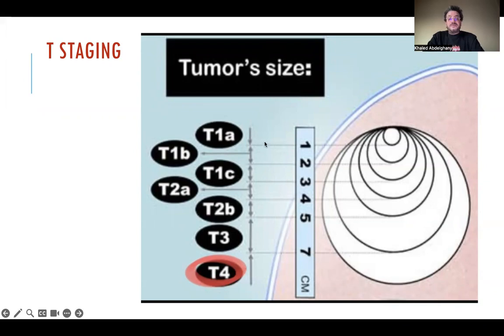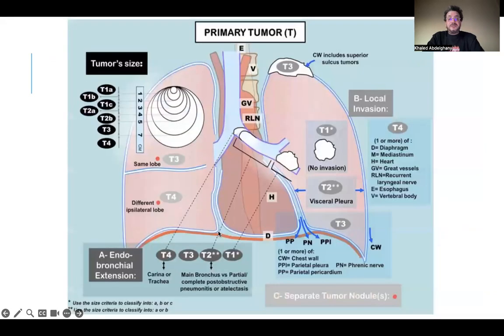The staging is divided, according to size, as follows: from 1 centimeter to less than 3 centimeters is T1. From 3 centimeters to less than 5 centimeters is T2. If the mass is 5 centimeters up to less than 7 centimeters, it is T3. We have other criteria that will identify or determine the T staging for the masses.